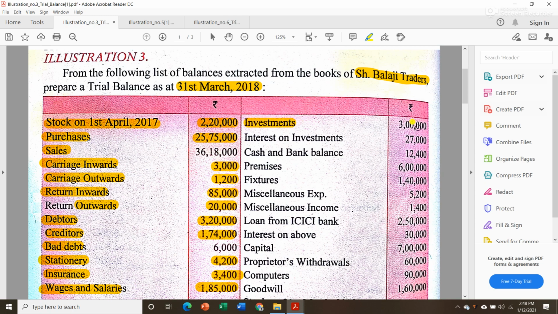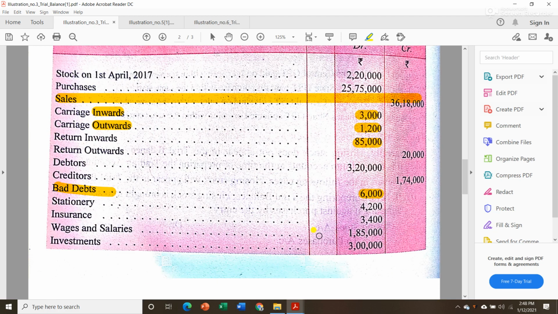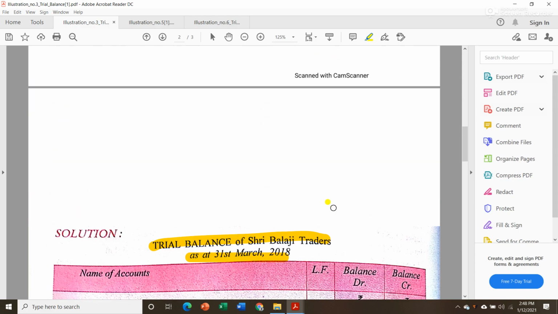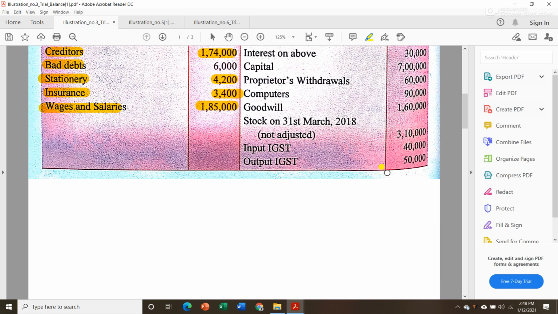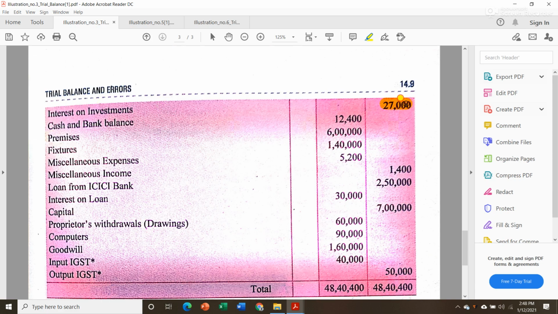Then investments. Our business has invested 3 lakh somewhere, in a bank or some other business, so this investment will also be recorded on the debit side, because you can treat it like an expense. When you invest somewhere you are paying money. Then interest on investments means the investment that we had made, we have received interest on that, so interest on investment is our income. If expenses are written on the debit side, income is the opposite, it will be recorded on the credit side. So interest on investment will be recorded on the credit side.